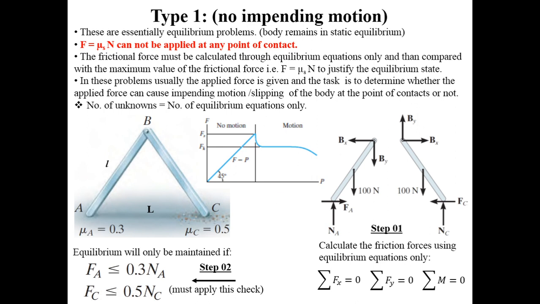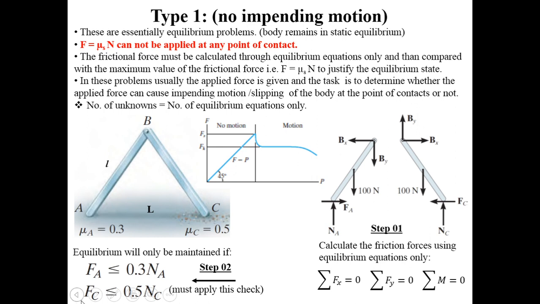So, welcome to the fifth lecture on statics ME 106. And in today's lecture, we are going to talk about the types of friction problems. In the last lecture, we discussed the introduction to friction, the regimes of motion, and the causes of friction. And today, we're going to discuss the types of problems that we're going to face in chapter number 8. So, the first type is known as no impending motion.